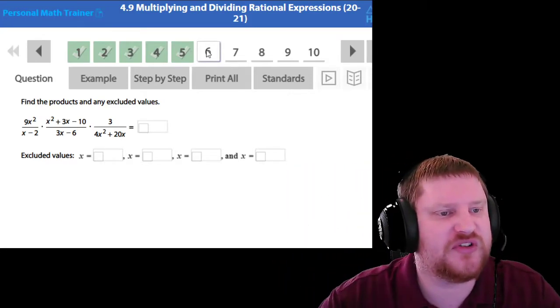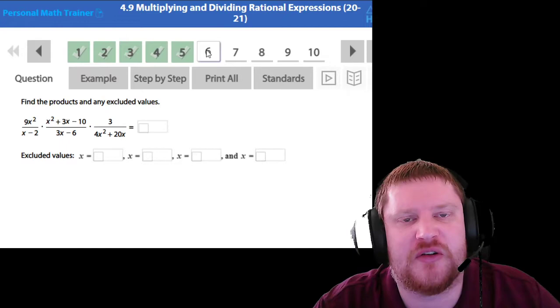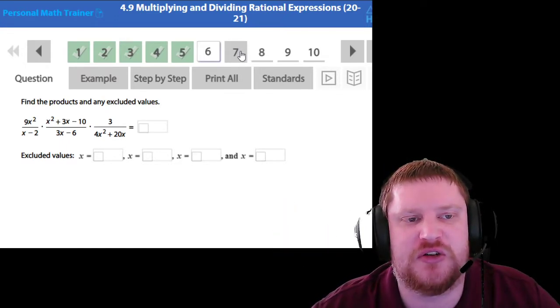Looking at number 6, this is once again just multiplication. It's 3-part multiplication. It is very similar to the previous one where you're going to factor everything out and then divide it all out. So I'm going to leave that one to you guys to do on your own.